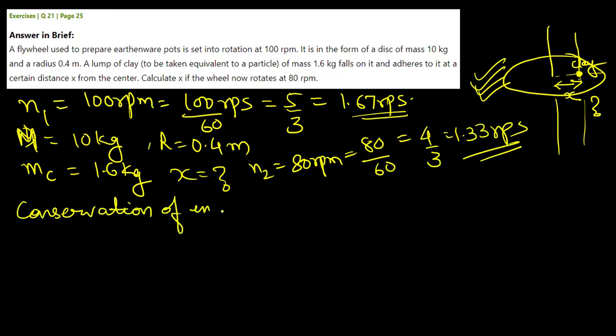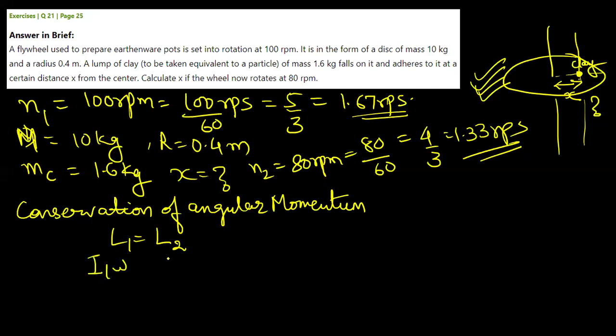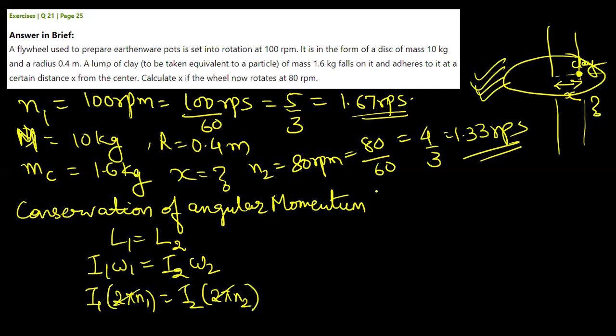Conservation of angular momentum: L will be the same in both cases, L1 equals L2. The formula for L is I omega, so I1 omega1 equals I2 omega2. Now, omega is not given, n is given. So I1 into 2 pi n1 equals I2 into 2 pi n2. You see the 2 pi cancel, so you are left with I1 into n1 equals I2 into n2.